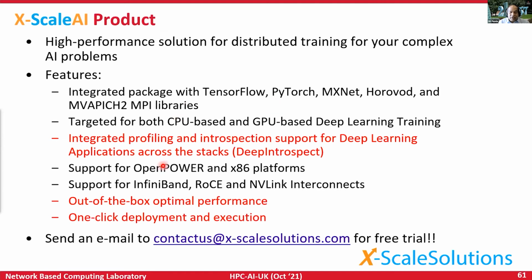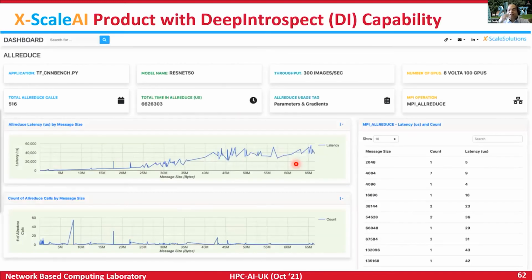But one more important thing we have added there is called deep introspection. When you are running deep learning applications, many times you are using a lot of stacks, might be an NCCL library below, or an MPI library below, then Horovod, then TensorFlow. There could be a lot of mismatches. You will get some results, but the question is, are you able to utilize your system 100%? This is where we have developed this value-added deep introspection capability.